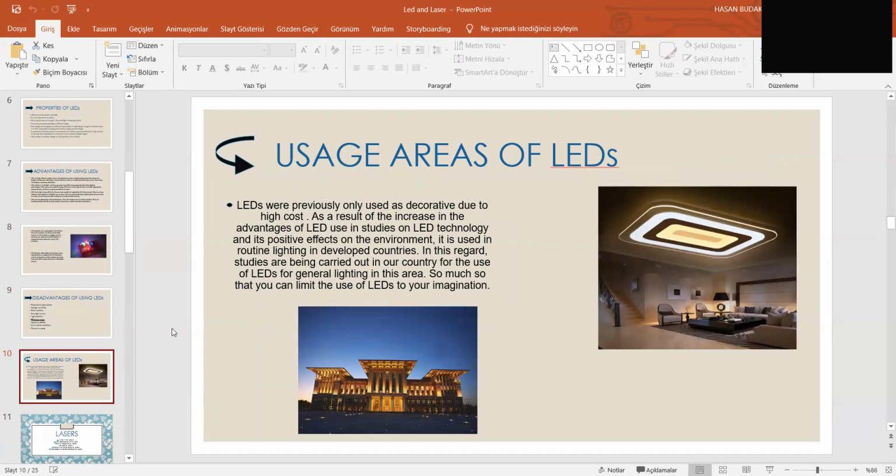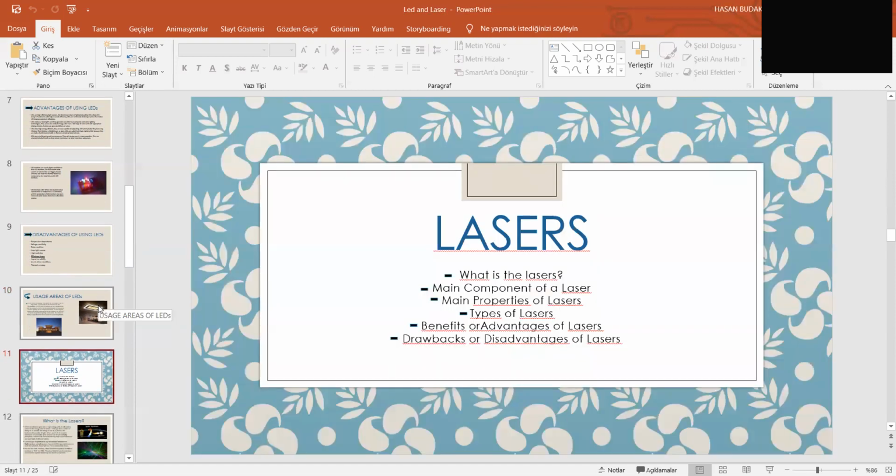LEDs were previously only used as decorative due to high cost. As a result of the increase in the advantages of LED use in studies on LED technology and its positive effects on the environment, it is used in routine lighting in developed countries. In this regard, studies are being carried out in our country for the use of LEDs for general lighting in this area. So much so that you can limit the use of LEDs only by your imagination. And we can continue with lasers.